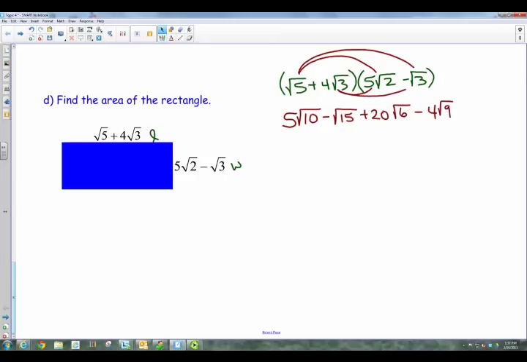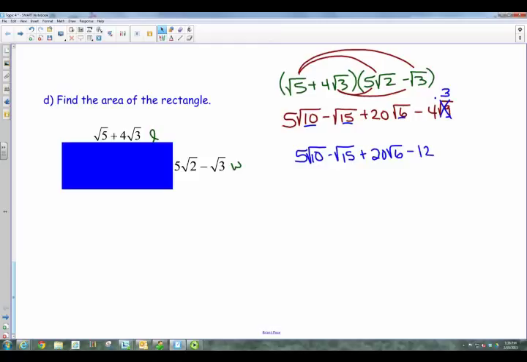So that's been FOILed, and now we look for common terms. Well, if you look, we've got a 10, a 15, a 6, and a 9. The only thing that can be simplified here is that 9, which turns into a 3, and then the 4 and the 3 get multiplied. And the 10, the 15, 6 cannot be broken down, so I've got 5 square roots of 10 minus the square root of 15 plus 20 square roots of 6. Over here, the 4 times the 3 gives me minus 12, and there's your final answer.